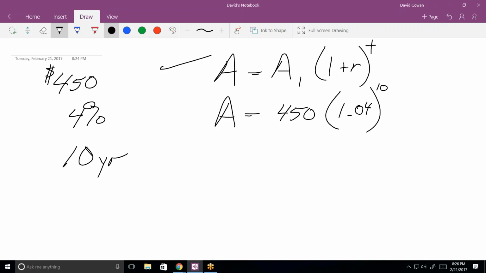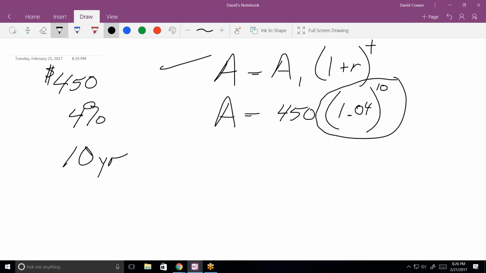Oh, right. And now, I tell people to do that part first, just so you can't make a mistake. You could probably put the whole thing in there, 450 times 1.04 to the 10th, but there's always a danger that the 450 is going to get taken to the 10th power, and you definitely do not want that.